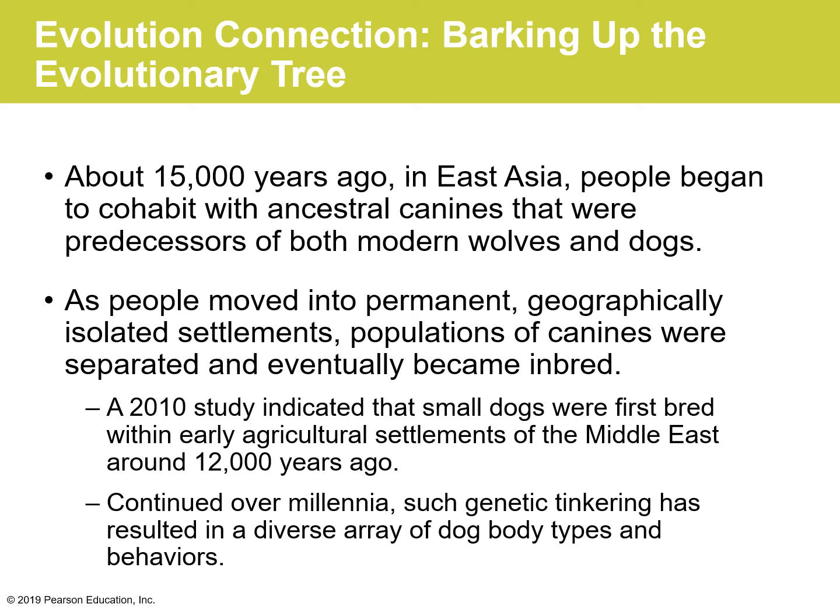As people started living in permanent, geographically isolated places, the populations of canines also became separated geographically, and they eventually got more and more inbred. A 2010 study showed that small dogs were first bred within early agricultural settlements of the Middle East around 12,000 years ago.